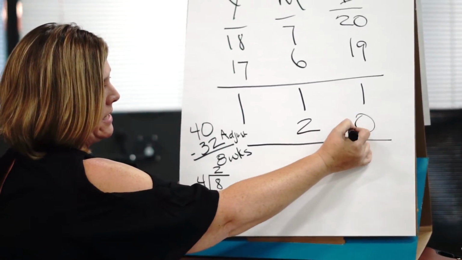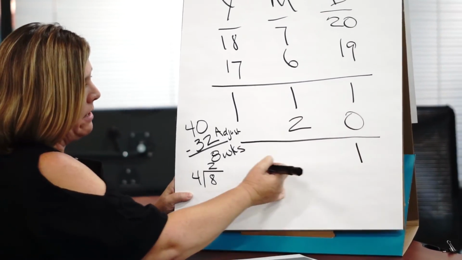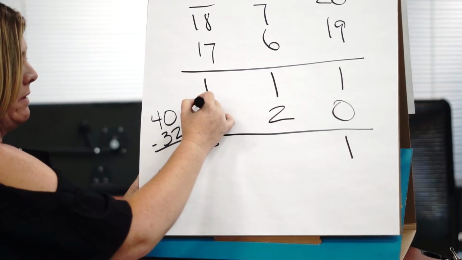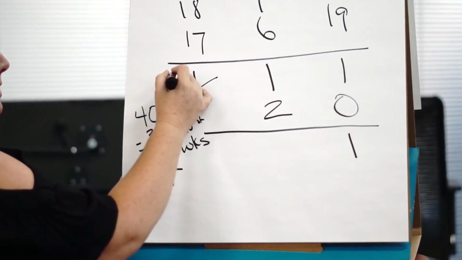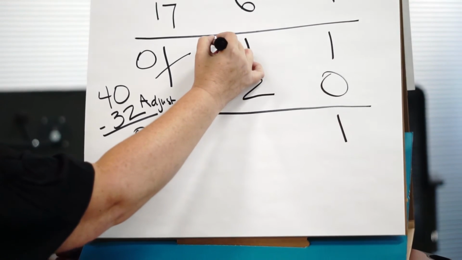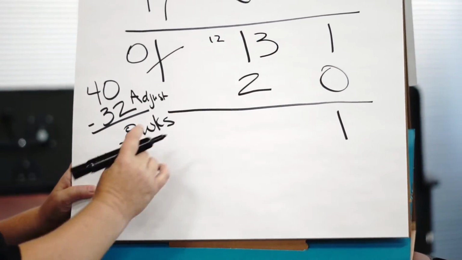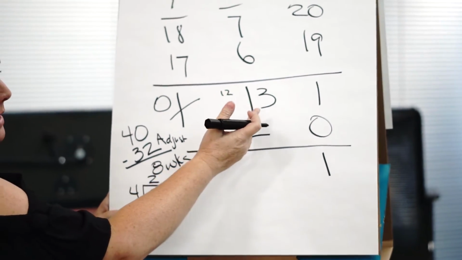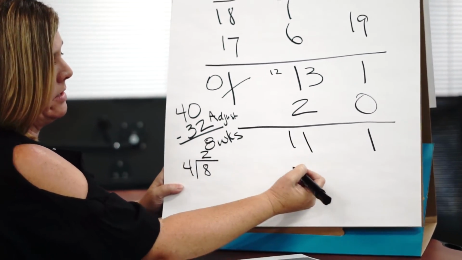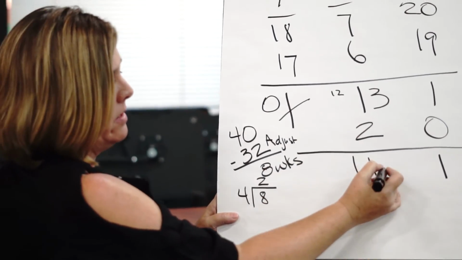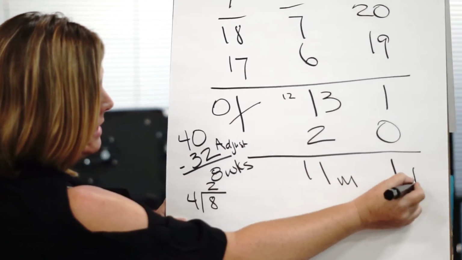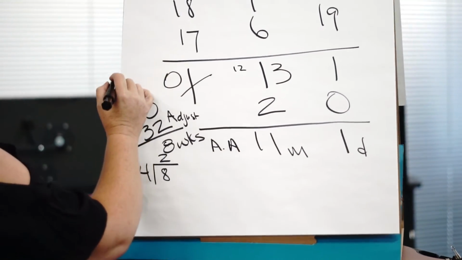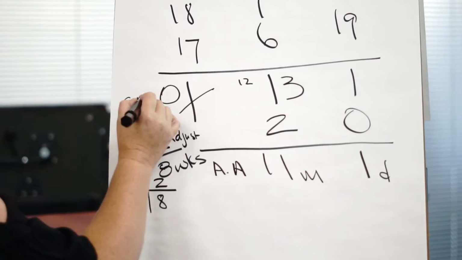Since there's no days early, this just carries down from the 1, but since 2 is greater than 1, we can't subtract it, so we're going to have to borrow again. So this becomes a 0, this becomes 13, because we added 12 months. We're going to subtract 13 minus 2, so this kiddo is adjusted age 11 months, 1 day. So this is their adjusted age. This would be what we would call their chronological age.